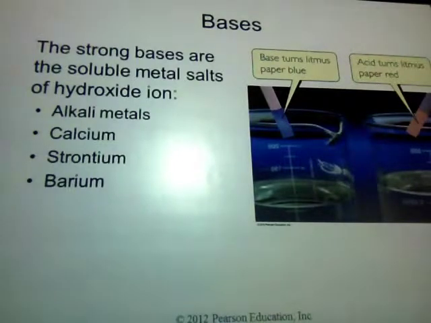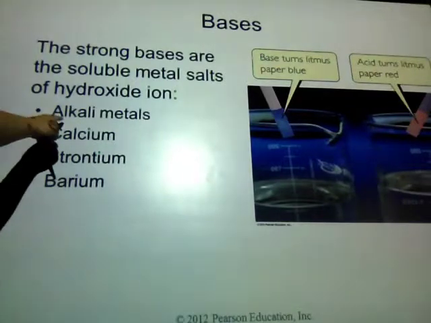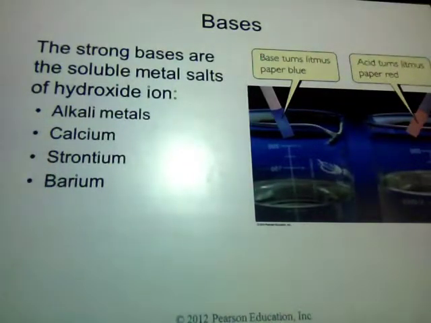Okay, strong bases. So we know that there are 7 strong acids, and then we said that there were 8 strong bases. So the strong bases are the soluble metal salts of hydroxide ions. So any alkaline metal with hydroxide. So we have lithium hydroxide, we have potassium hydroxide, sodium hydroxide, we have rubidium hydroxide, and cesium hydroxide. So all of those alkaline metals with hydroxide would be a strong base. And then any hydroxide ion with calcium, strontium, or barium is also considered to be a strong base. So there are 8 of them here that we'll need to memorize.